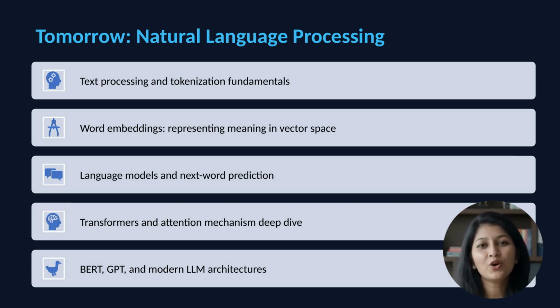Finally, we'll discuss modern large language models, the path from GPT-2 to GPT-3 to GPT-4 and beyond. What happens when you scale models to billions or trillions of parameters? What emergent capabilities appear? What are the limitations and challenges?